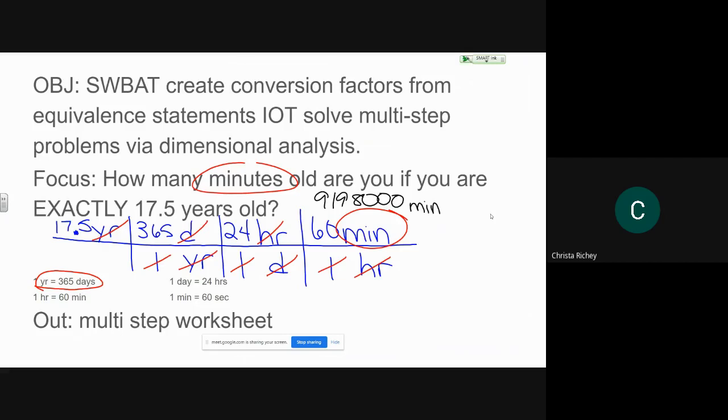If I put it in scientific notation, that's supposed to be a 1. 9.198 times 10 to the 1, 2, 3, 4, 5, 6 power. It's easier to put that with 3 sig figs than it is for this with 3 sig figs because your brain doesn't want to do gigantic rounds. It wants to do little rounds. So it would be 9.20. I'm just going to write an E, which means times 10 to the 6th. And then it would be in minutes. That's how many minutes old you would be.